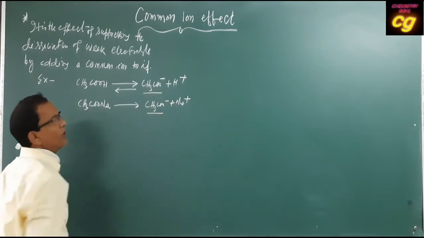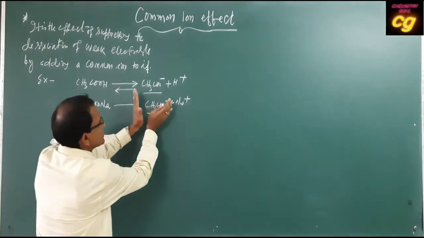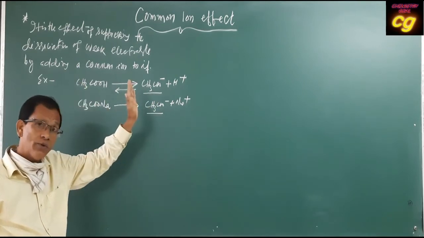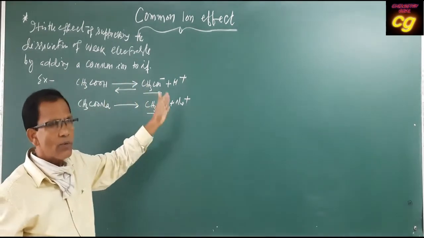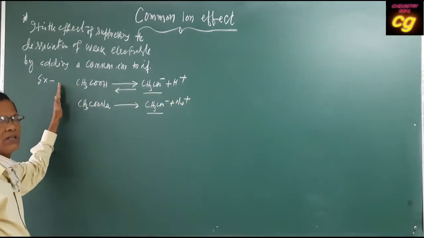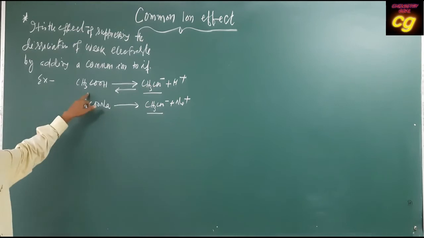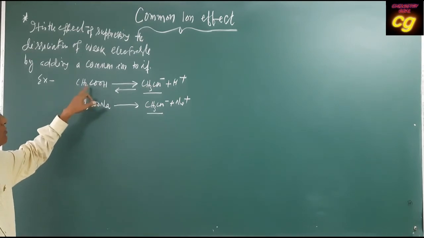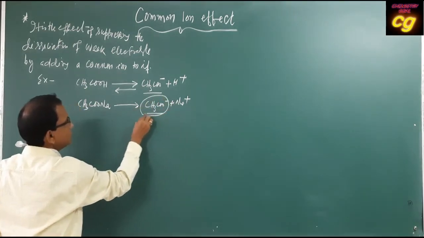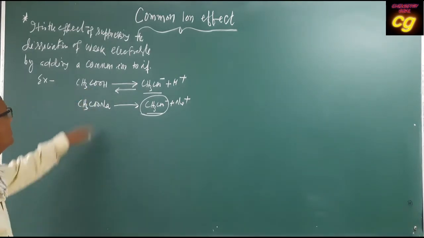This ion is common in the product side. That means the concentration of acetate ion increases in the product side. We know Le Chatelier principle: when the concentration of product increases, equilibrium shifts towards the backward direction, that means towards left, forming undissociated acetic acid. That means by addition of acetate ion to the solution, the dissociation of acetic acid is suppressed, decreased.